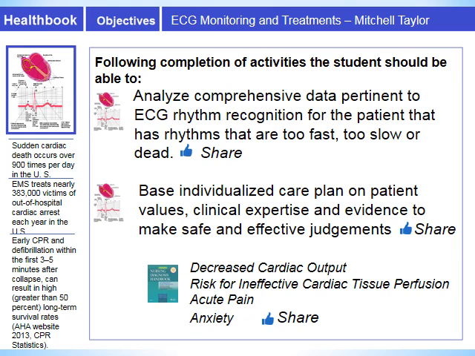We'll take individualized care plans, and we'll develop them based on the patient's values, clinical expertise, and evidence, and make safe and effective judgments. So nursing diagnosis NANDA pops up and says, hey, don't forget about me, and posts, these will be the nursing diagnoses you look at first. There could be others, but these will be the first ones that you'd look at. Decreased cardiac output, risk for ineffective cardiac tissue perfusion, acute pain, and there would be anxiety. So those would be things that we would look at first.